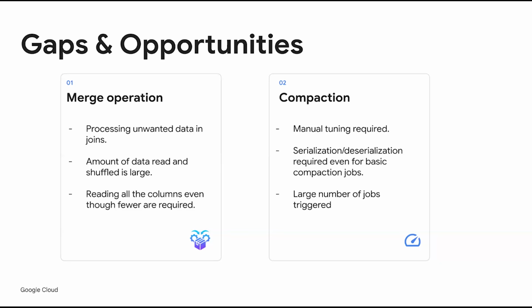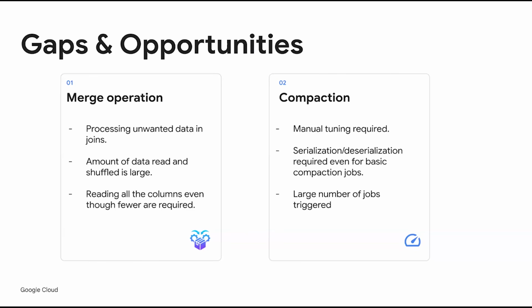So these are a couple of gaps and the potential areas of improvement that we are planning to incorporate in the coming few cycles. The first is the merge operation, which is a very critical DML operation. We identified 3 main problems with this. There are a couple more as well, but these 3 are the critical ones. First, it is processing a huge amount of unwanted data in joins that we want to avoid. The second problem is the amount of data that is being read and ultimately shuffled. This is also very high, resulting in wastage of CPU cycles. And third, it is reading all the columns, even though far fewer are required.